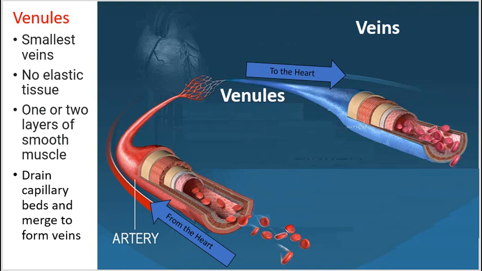So the smallest type of vein are venules. That's basically the smallest of the three veins. They basically have at most two layers of smooth muscle or no elastic tissue. After gas exchange at the capillaries, venules collect the deoxygenated blood and return it back to the heart.